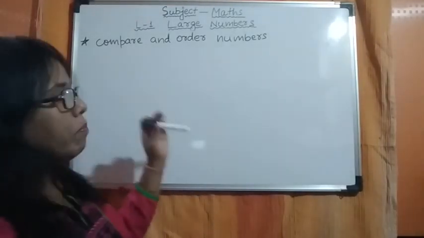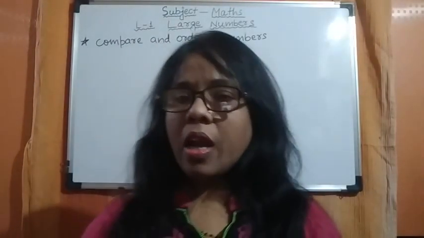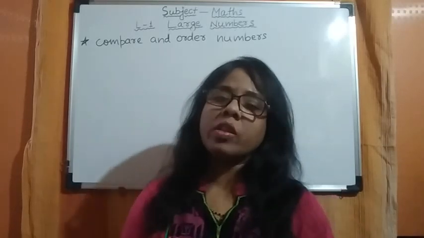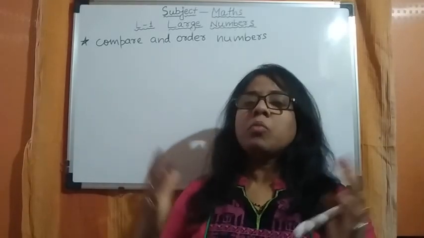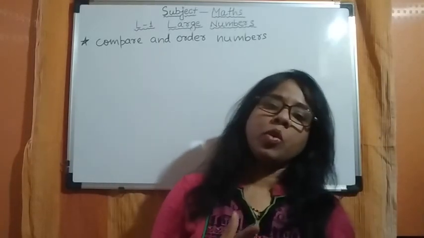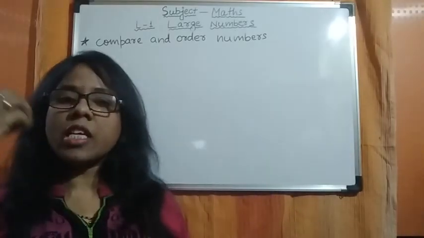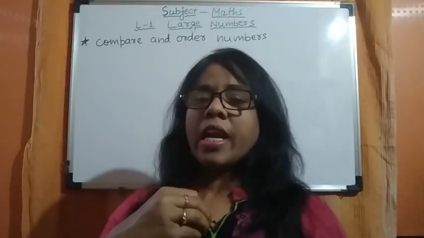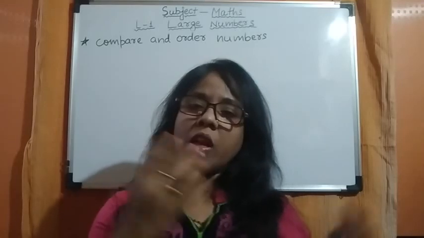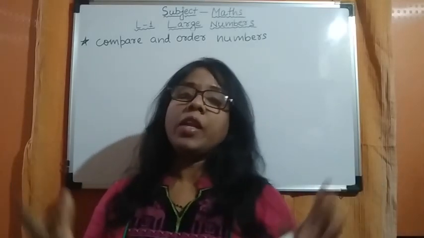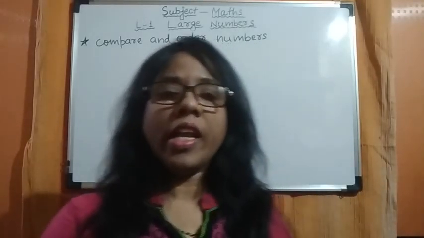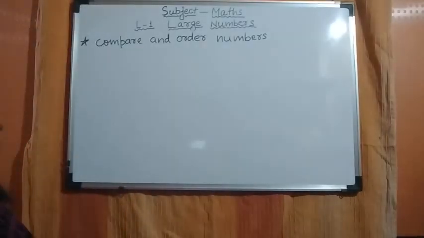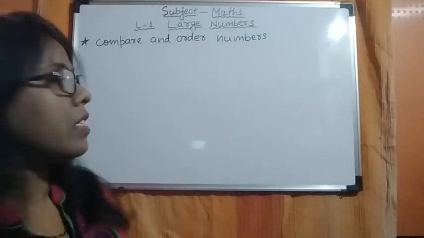Now after comparison, you have to order numbers also. If you have more than 4 numbers or more than 5 numbers and you have to find which one is the smallest, which one is second smallest, which one is third smallest, like that. So how can you do it? This is called ordering of numbers. Fine. Two types of orders are there.